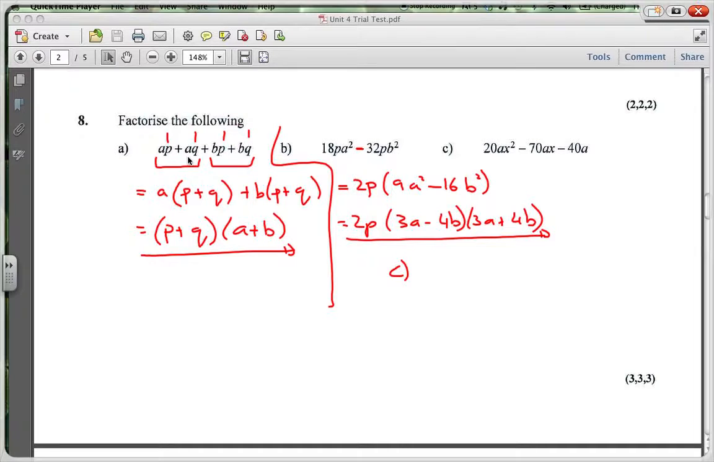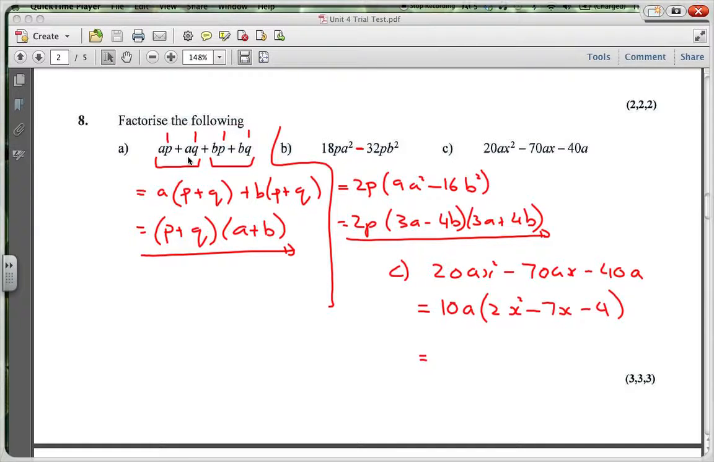For question C here, I've got 20ax squared minus 70ax minus 40a. And again, when I look at it, I always need to check, is there a common factor? I can see that I can definitely take out a 10, and there's an a in each one, so I can take out an a. And so I'm left with 2x squared minus 7x minus 4, like that.